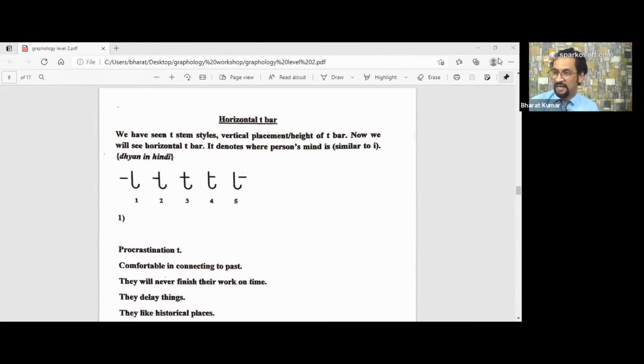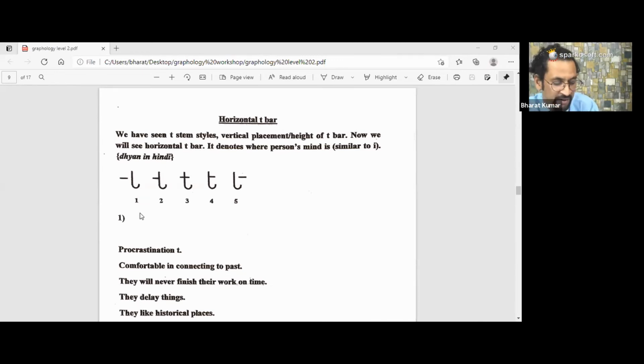You can check in the first T. Actually, the left side tells about past, the right side tells about future. Yes, Rashmita, we will talk about that also, but at another level, not here. So left side will be past, right side will be future. If the bar is connected, then past or future is connected. In the first one, the person is more comfortable connecting with the past, but actually not affected by past.